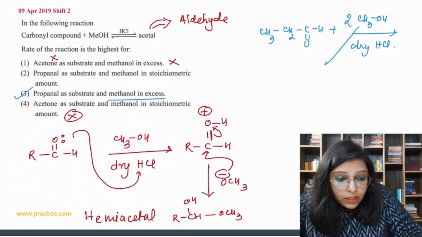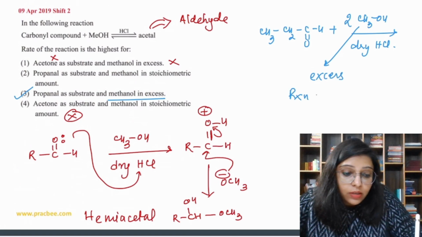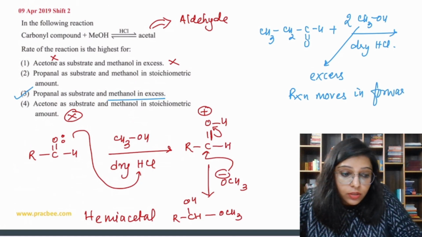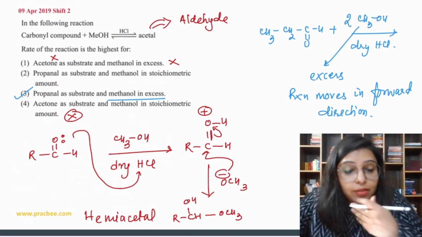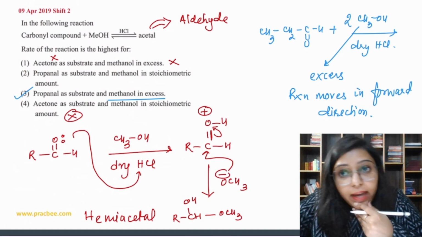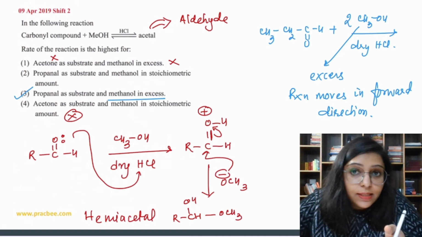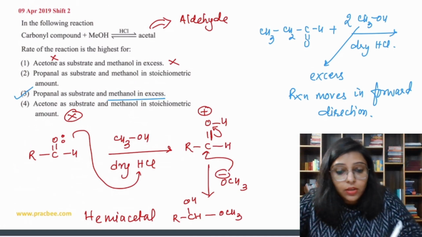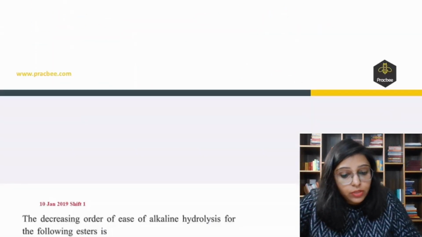So when we take methanol in excess, as per Le Chatelier's principle, the reaction moves in the forward direction, right or wrong? The reaction moves in the forward direction, because now the concentration of reactant is more and the reagent is part of the reactant. So we can say the rate of the reaction is highest when propanal is the substrate and methanol is in excess. So this should be the answer. Clear? Now moving on to the next question.